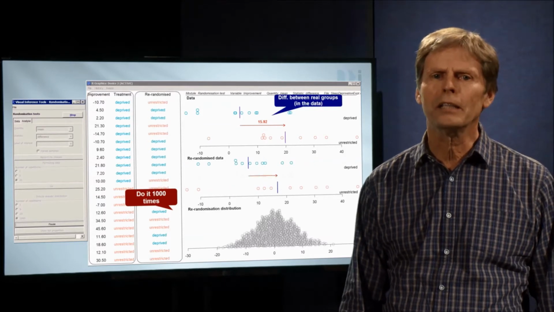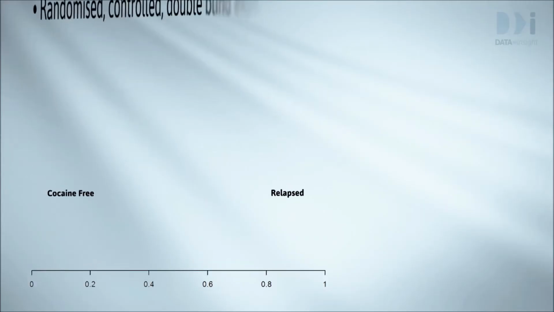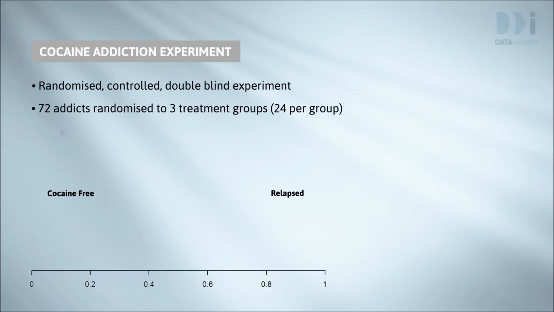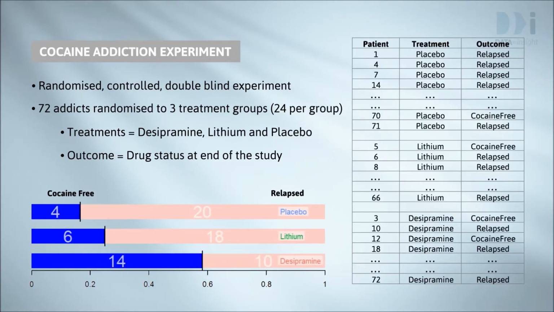We're going to look at data from an experiment to compare the effectiveness of drug treatments for addiction to cocaine. 72 addicts were randomised to three treatment groups: placebo, a dummy treatment, lithium or dizipramine. The person-level data looks like this, which is plotted here. We see that only 4 of the 24 people on the placebo treatment were cocaine-free. That's about 17%. The rest relapsed and used cocaine again. 6 of those on lithium were cocaine-free, that's 25%, whereas nearly 60% of those on dizipramine remained cocaine-free. On the face of it, dizipramine looks very effective compared to lithium or placebo.